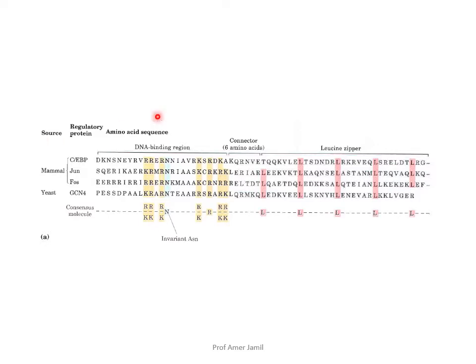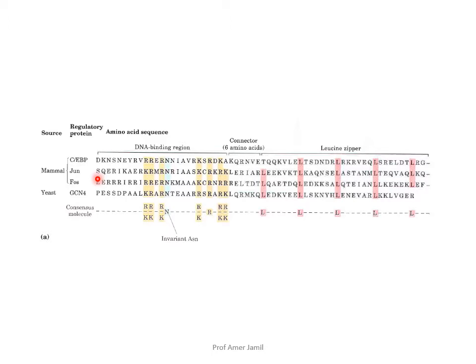These are a few examples of leucine zipper transcription factors. This is the connector side, and here is the DNA binding region. So this region binds to the DNA, and this is for protein-protein interaction. These examples are taken from mammalian cells, Jun and Fos, and these are different transcription factors that contain this leucine zipper.